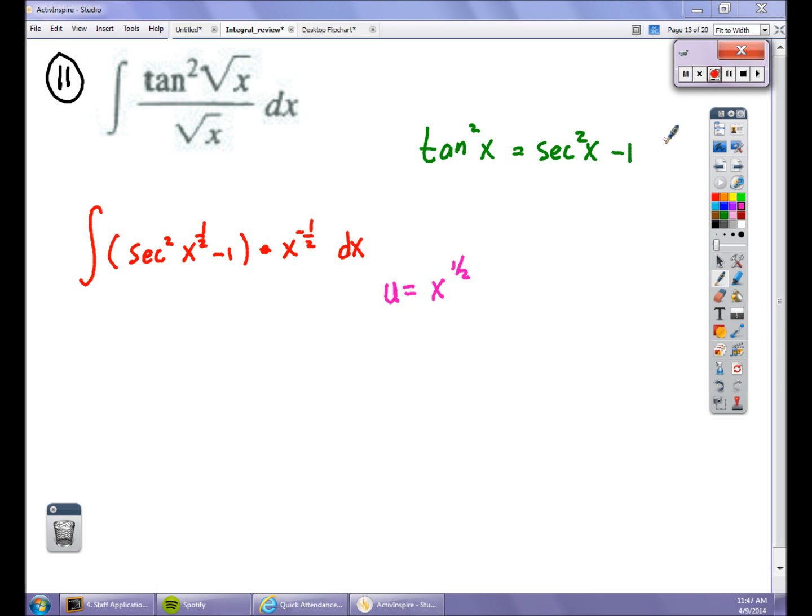Now it's time for substitution. I'm going to let u equal x to the 1/2. Take the derivative of x to the 1/2. 1/2 comes down in front. Take 1 away. I do have an x to the negative 1/2 times dx. I need to get rid of that 1/2, so I multiply both sides of that expression times 2. And now x to the negative 1/2 dx is going to swap out with 2 du. And secant squared of x to the 1/2 minus 1, the x to the 1/2 is going to swap out with a u.